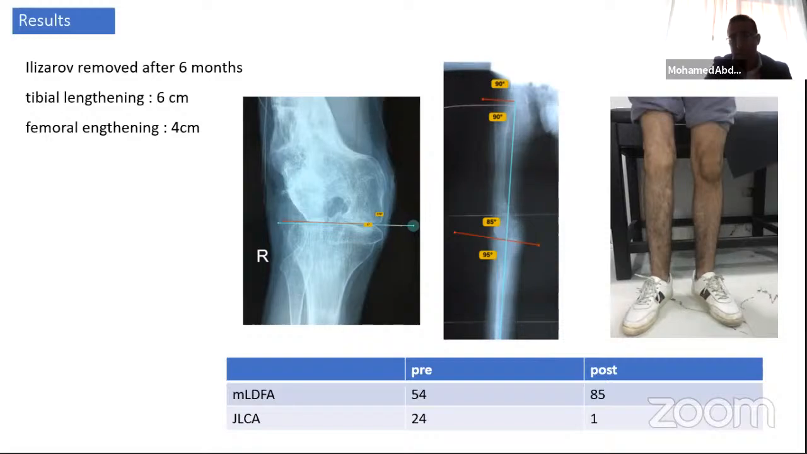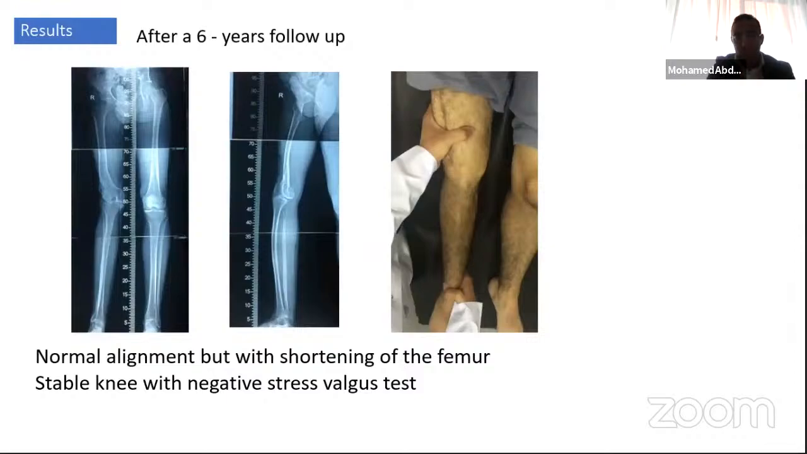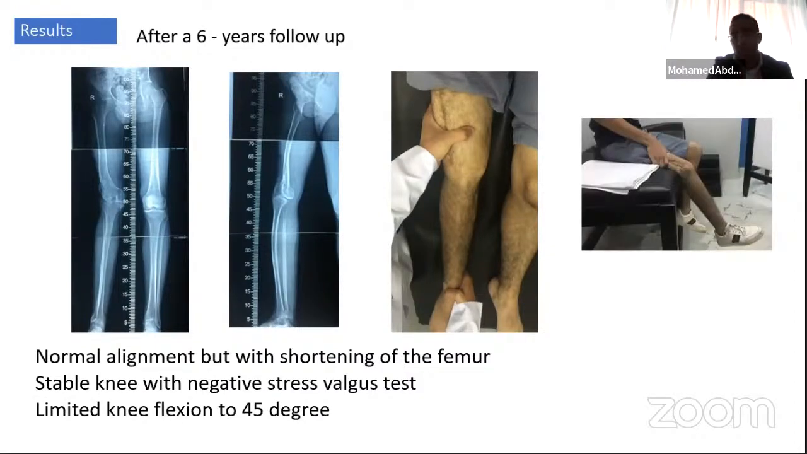Results: the reserve was removed after 6 months, after lengthening the tibia by 6 cm and femoral lengthening 4 cm. The mechanical lateral distal femoral angle improved from 54 to 98 degrees and the joint line convergence angle improved from 24 to 1 degree. This X-ray after 6-year follow-up shows normal alignment, but with shortening of the fibula, a stable knee with negative valgus stress test, but limited knee flexion to about 45 degrees.